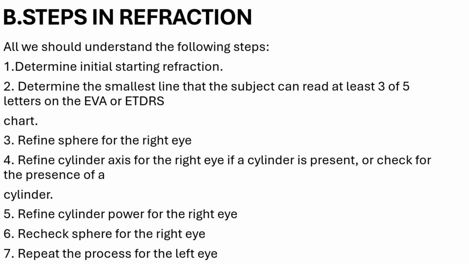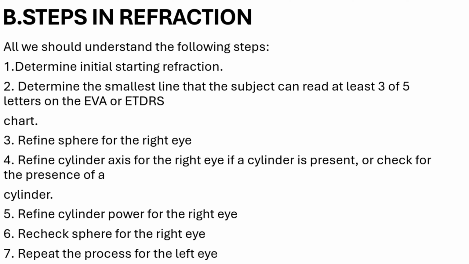All optometrists and opticians should understand the following steps in refraction. Step 1, determine the initial starting refraction. Step 2, determine the smallest line that the subject can read, at least 3 or 5 letters, on the refraction chart. Third, refine sphere for the right eye. Fourth, refine cylinder axis for the right eye if a cylinder is present, or check for the presence of a cylinder. Fifth, refine cylinder power for the right eye. Sixth, recheck sphere for the right eye, and then repeat the process for the left eye. We can see the details step by step in refraction.